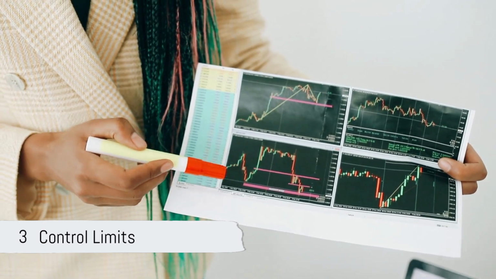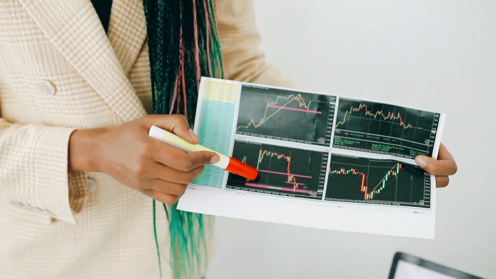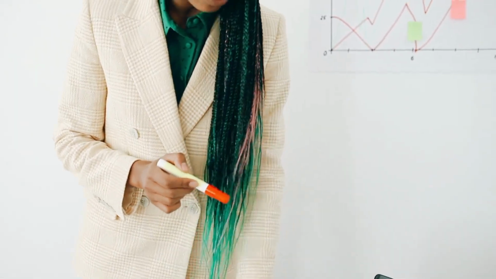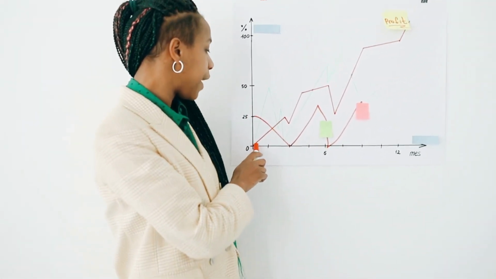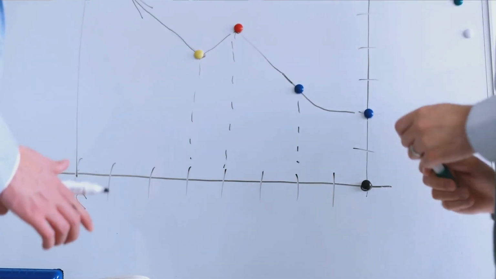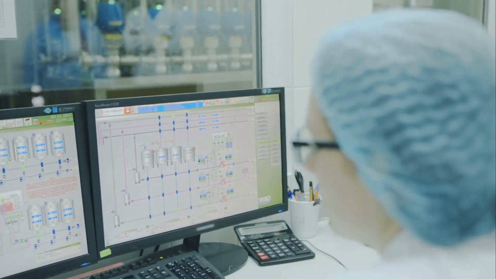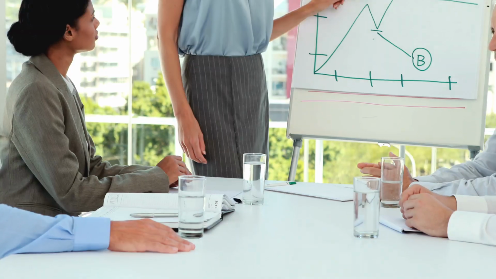And 3. Control limits. These are calculated boundaries on a control chart that help you determine whether your process is operating normally or experiencing special cause variation. The control limits are not the same as specification limits, which are customer-driven. Control limits are process-driven and help you monitor performance in real time.